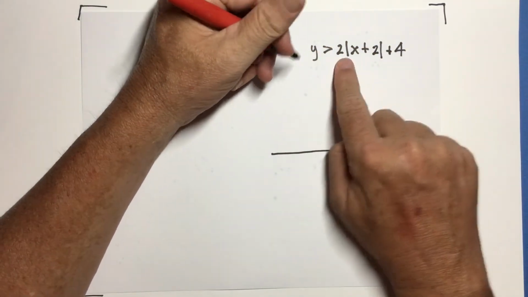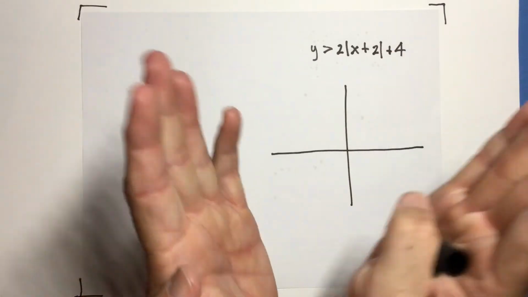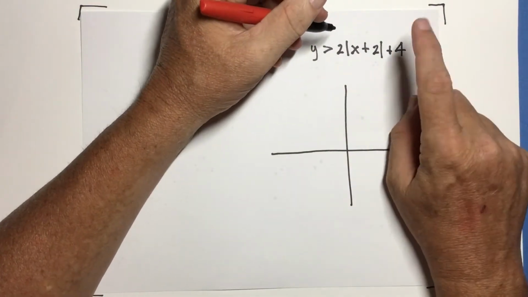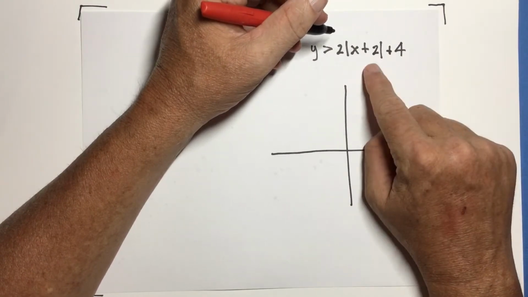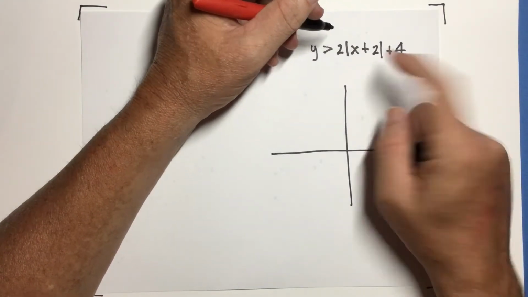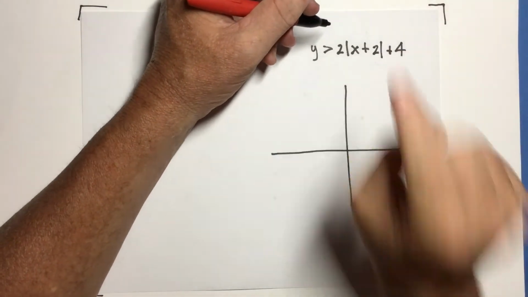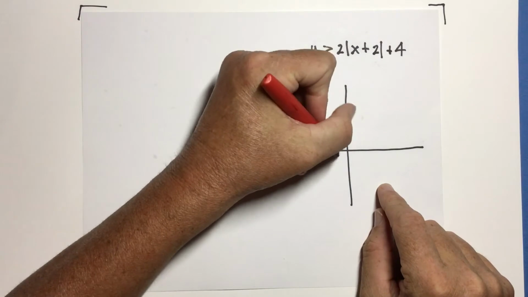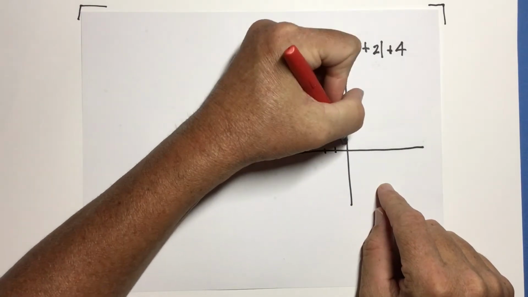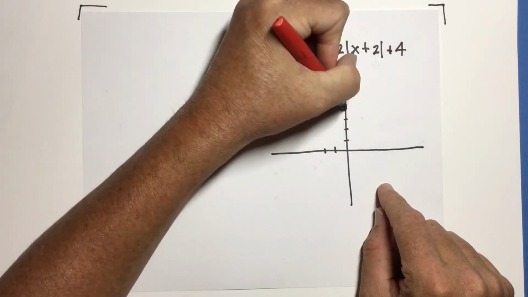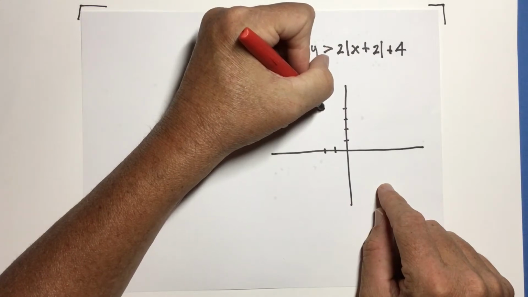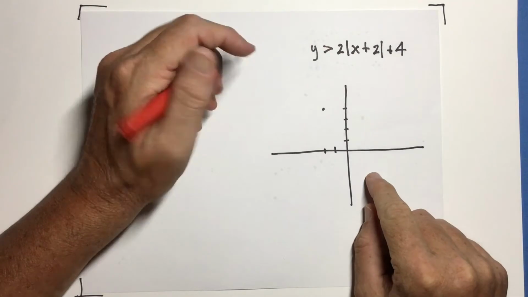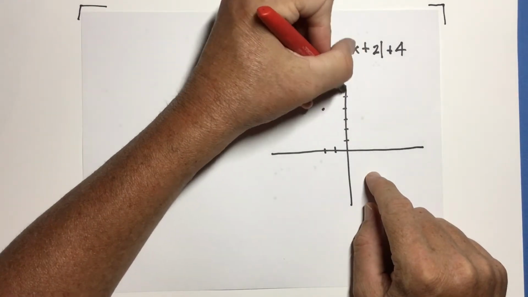Now I want to graph this so I know the 2 there compresses it a bit. It's going to go up a little steeper than it might normally. It's going to increase twice as fast at that point. And it's going to go up 4 and to the left 2. Left 2, up 4. Left 2, up 4. So let's go left 2, up 4. 1, 2, 3, 4. And there we go. Now, this is going to increase a little more quickly.